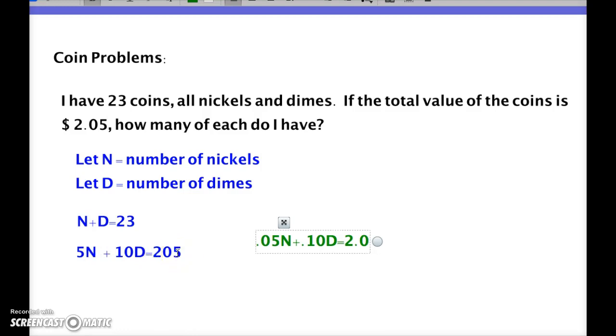So I'll erase this. So my two equations for my system: the number of nickels plus the number of dimes is 23 because I have 23 coins. And the value is $2.05. That's 205 cents. So 5 times the number of nickels plus 10 times the number of dimes equals 205.